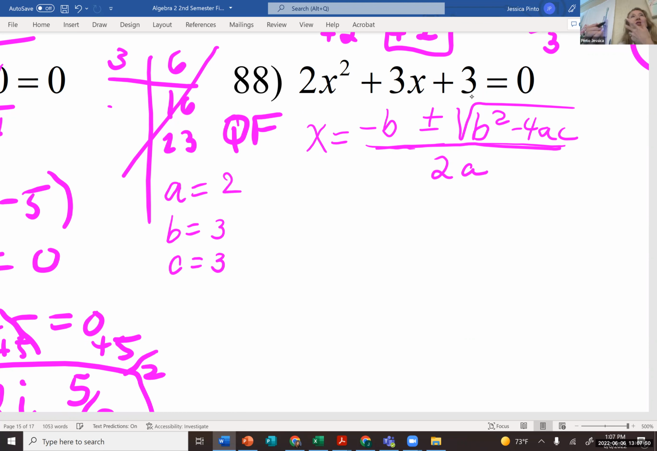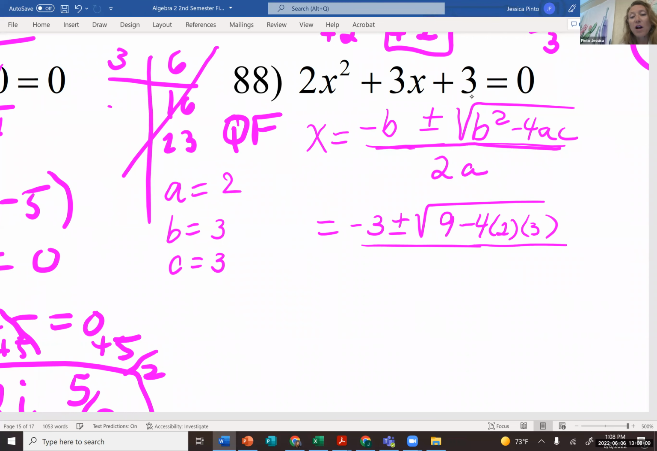This will be really easy. We're just going to plug those numbers in. So that's going to say equals negative 3 plus or minus. Now I'm going to square the B to get 9 minus 4 times 2 times 3. All divided by 2 times 2, all divided by 4.